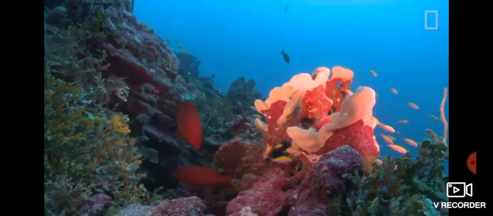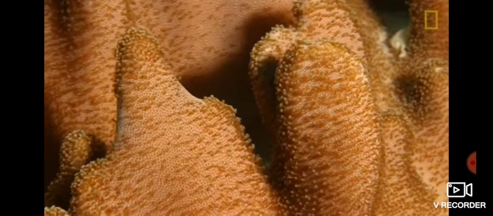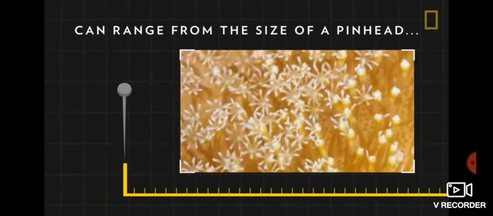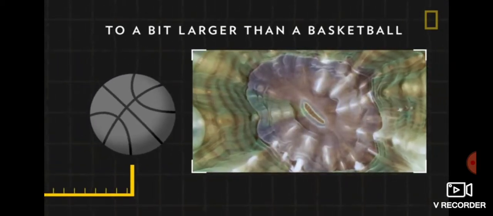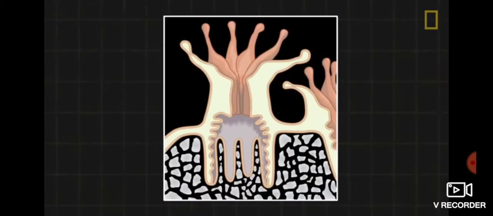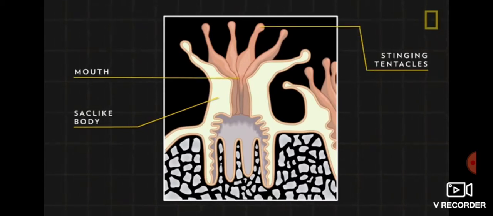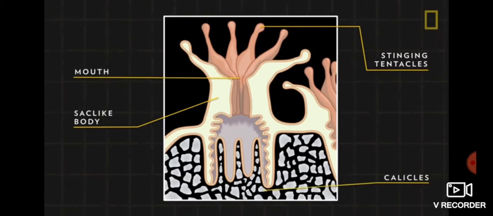Though they may look like colorful plants, coral are in fact made up of tiny animals called polyps. These invertebrates can range from the size of a pinhead to a bit larger than a basketball. Each polyp consists of a soft sac-like body topped by a mouth covered in stinging tentacles. To protect their soft bodies and add support, the polyps secrete limestone skeletons or calicles.